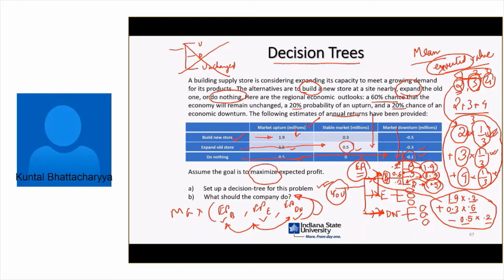If this was about costs, how much this thing will cost, then in that case you would choose the minimum value of those outcomes because you want to minimize cost. If this was the amount of time it takes to build a new store in different market conditions, again you want to choose the option that takes the least time, which is where the idea of minimum comes. So that in short is an idea of decision trees.